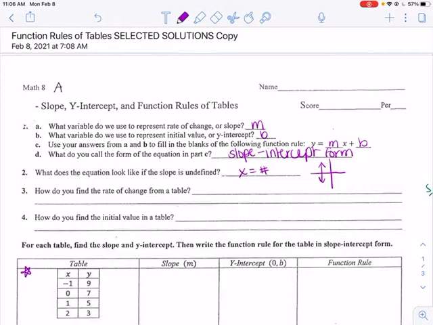And then the way that you find rate of change from a table, we're going to review that. We're going to go over some examples, but you find the difference in y values, and put it over the difference in x values.